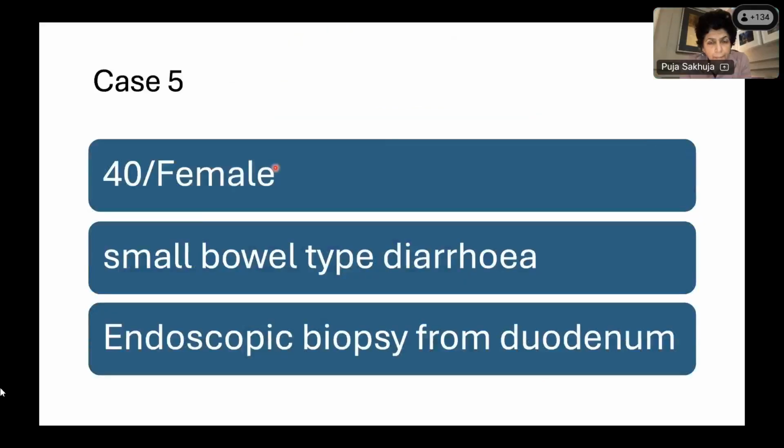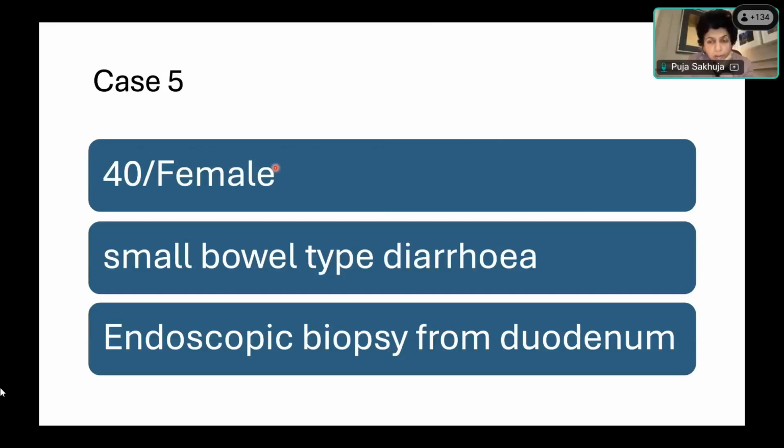Okay. Now the next case was a 40-year-old female with small bowel type diarrhea, and an endoscopic biopsy was done from the duodenum. So with small bowel type diarrhea, 40-year female, what are we thinking of? What are the common things that it could be? Infection. Crohn's disease.